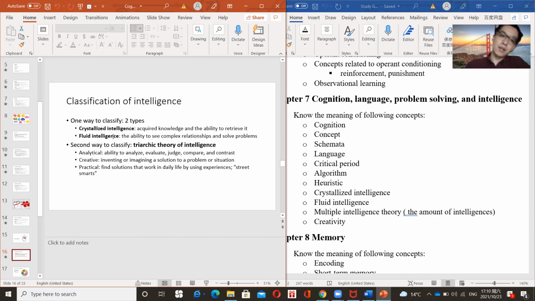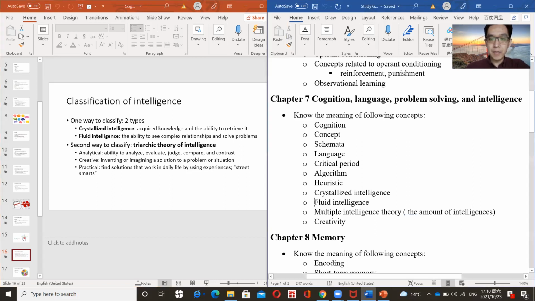And another type that is different from crystallized intelligence is called fluid intelligence. That is the ability to solve real problems. That's the ability to see the relationships in real problems and give the right solutions to those problems. That is really flexible, and it depends on the situation, depends on that case. So that is called fluid intelligence.